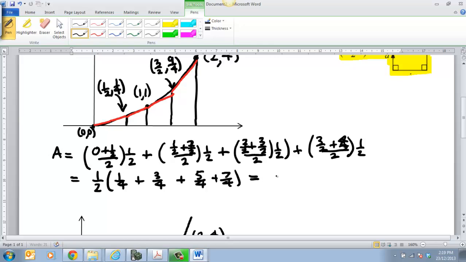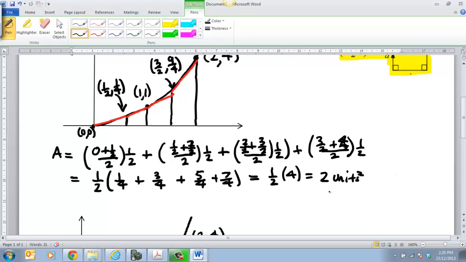So that will give me an answer of a half times a quarter plus 3/4 plus 5/4 plus 7/4, which is simply going to be 16 over 4, so it's going to be 4. Therefore that's going to give me an answer of 2 units squared.